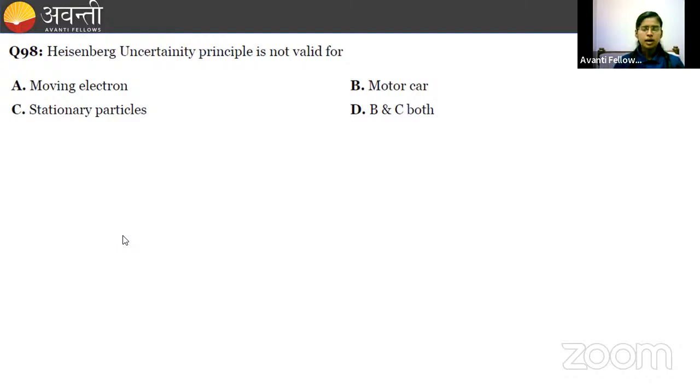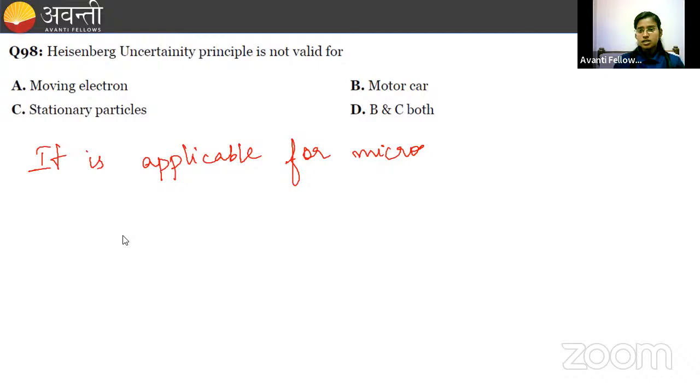Momentum is nothing but mass into velocity. So I can say momentum or velocity. It is impossible to measure both the momentum and the position of a microscopic particle with absolute accuracy and certainty. This is Heisenberg's uncertainty principle. So it is actually valid only for microscopic particles, not for macroscopic particles. It is applicable for microscopic particles like electron, proton.